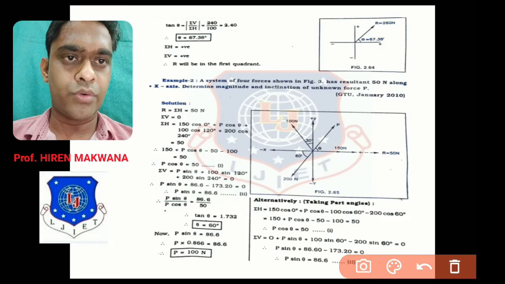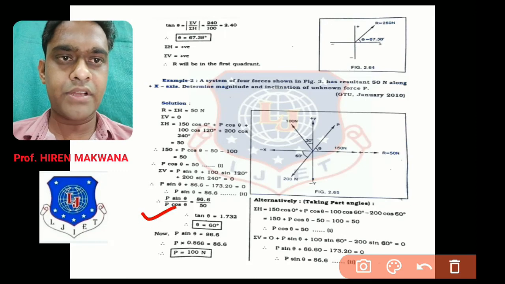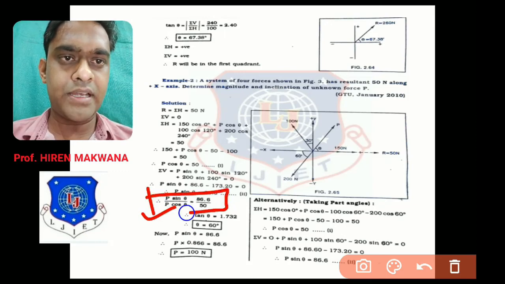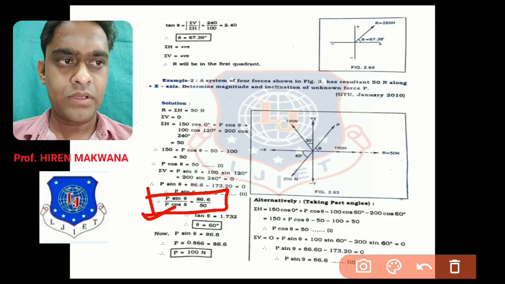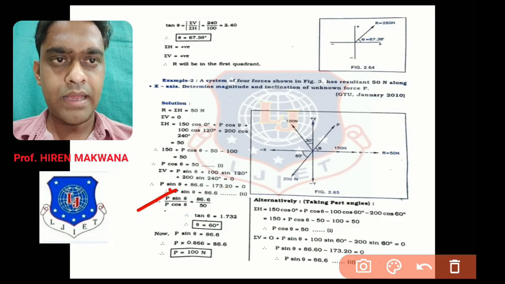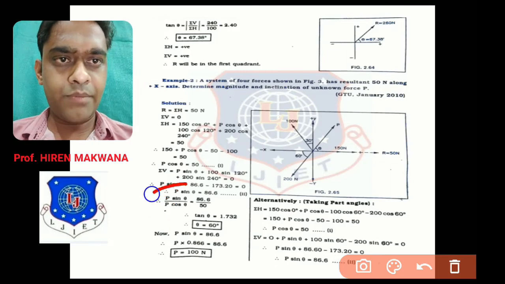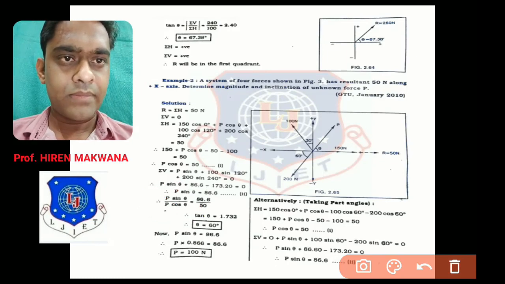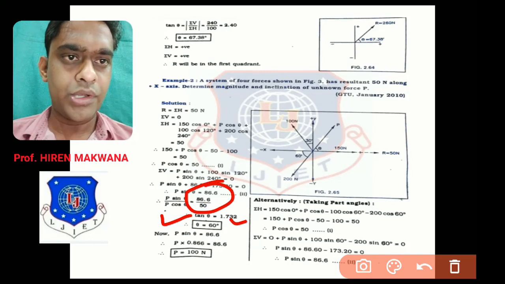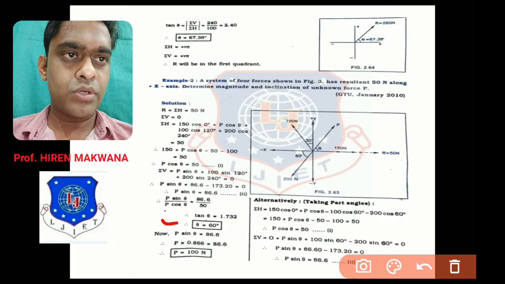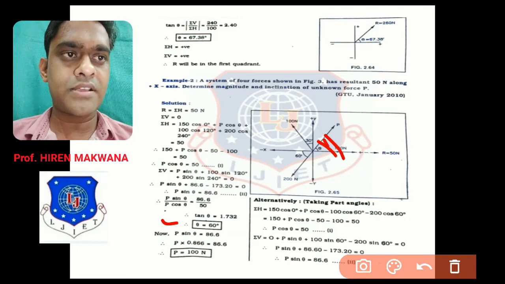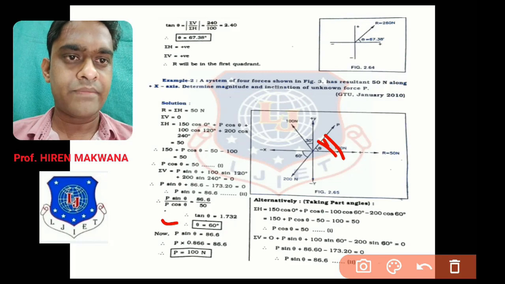Now what you have to do? You have to do division of these two equations. Divide equation 2 by equation 1. So you will get P sin theta upon P cos theta equal to 86.6 upon 50. P are getting cancelled. Sin upon cos will be tan theta. So tan theta is equal to, in the calculator, 1.732. By doing tan inverse, theta is equal to 60 degree. So this angle is now available to you. First answer is complete. Theta is equal to 60 degree.